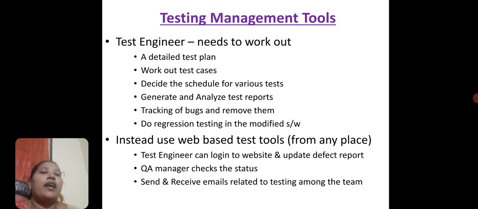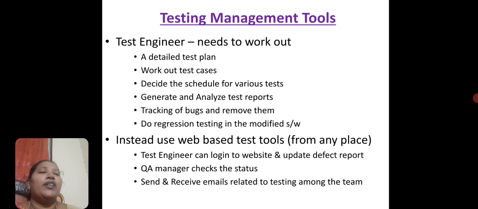That is, you track the bugs and remove them the next time, and you perform regression testing on the modified software. Wherever the software is modified, it has to be retested, and that is done using regression testing. Instead of doing all these things manually by the test engineer, you can make use of a web-based test tool, which you can use from anyone, any place, any geographical location.